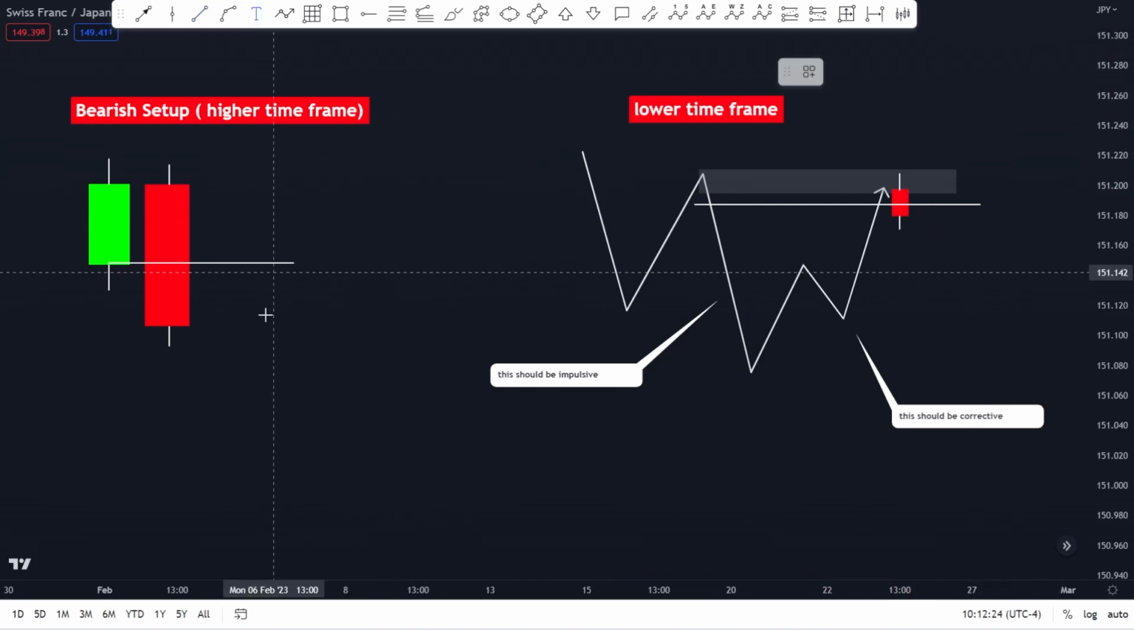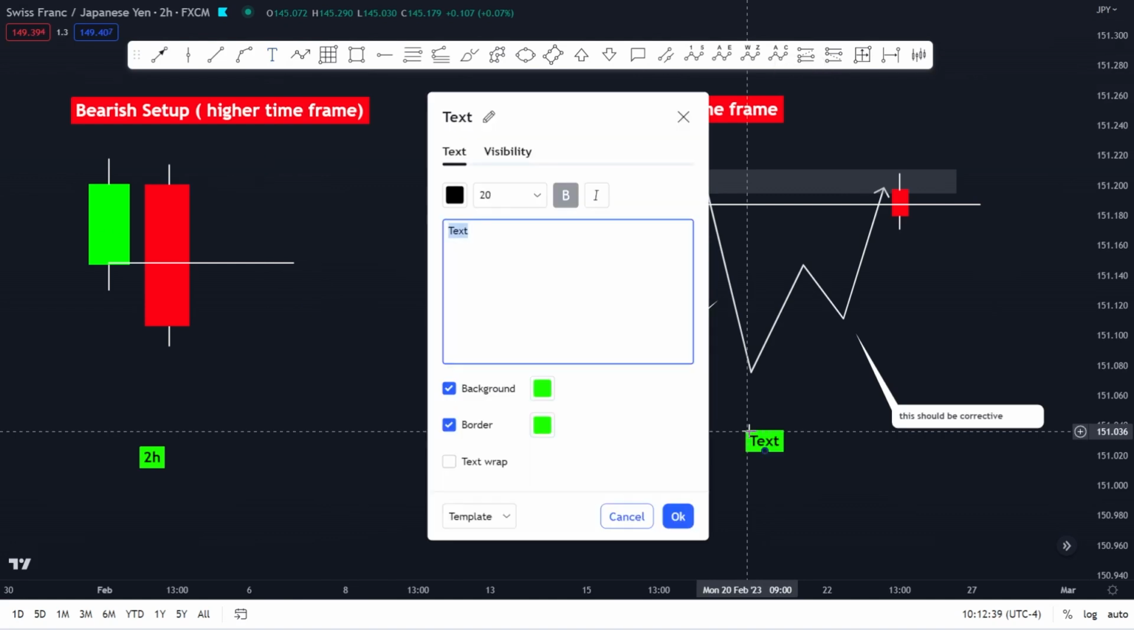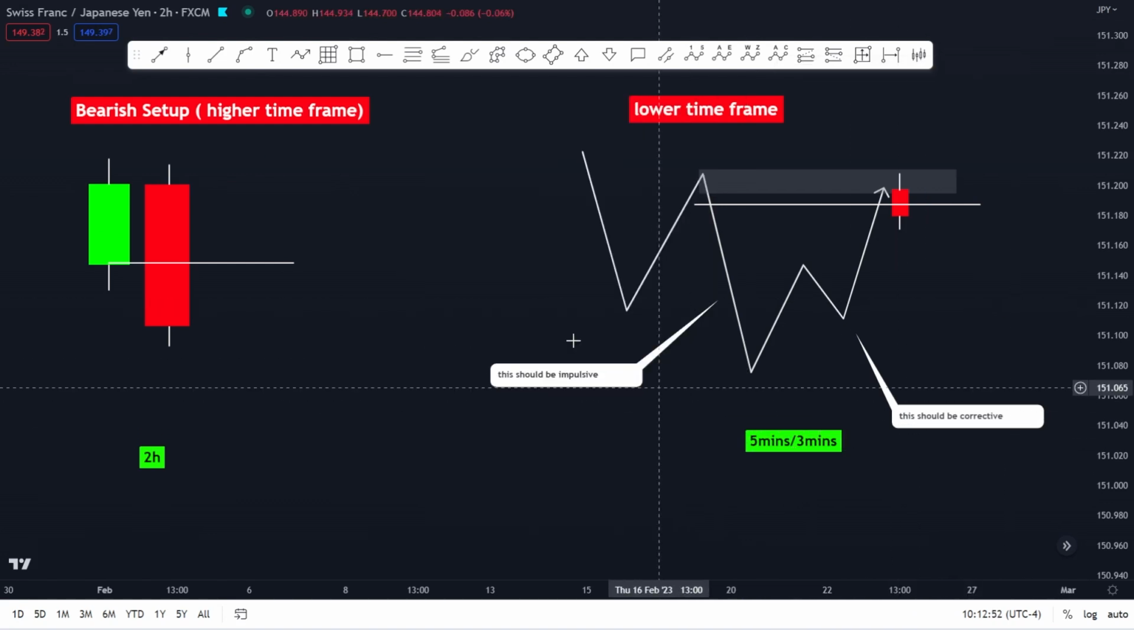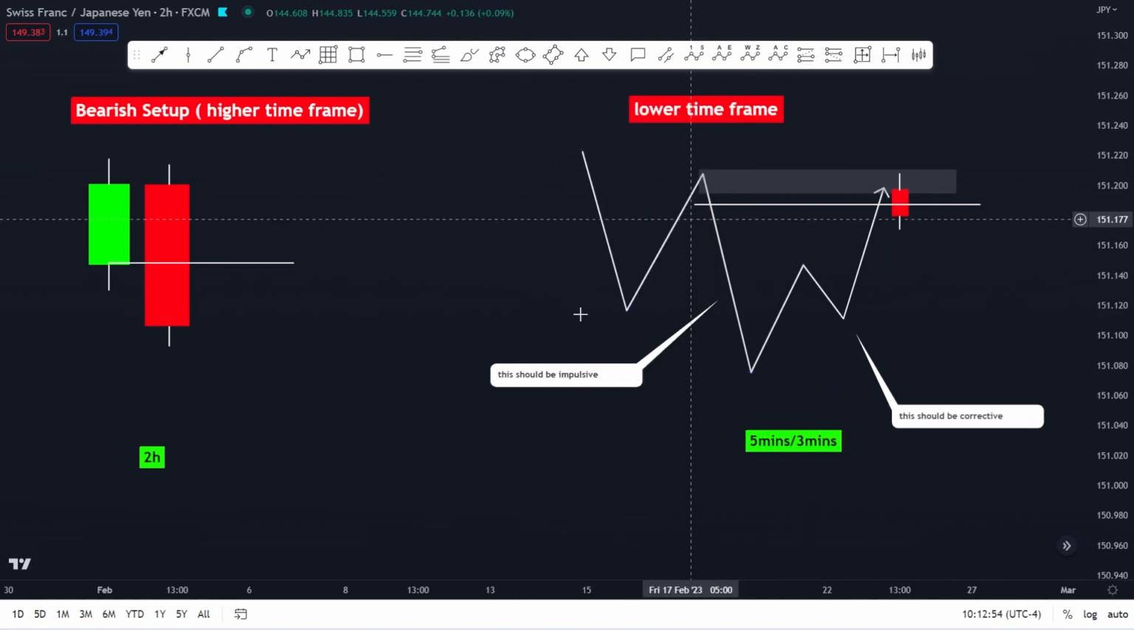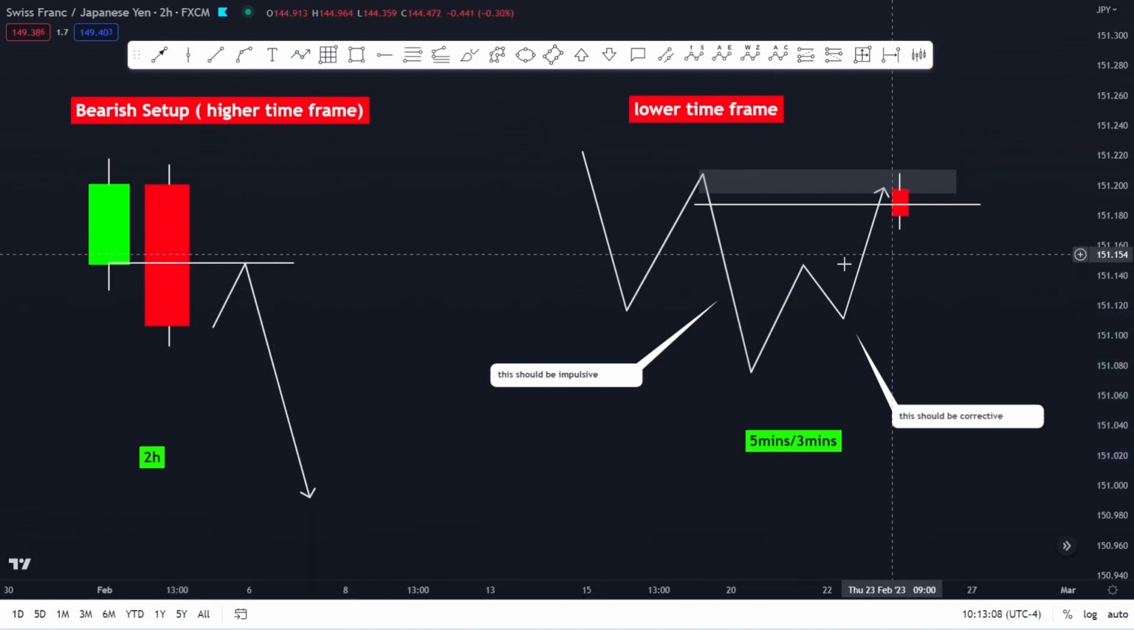Let's say right now you are on the 2 hour time frame. That means we will move on to the lower time frame, which is going to be the 5 minutes and the 3 minutes, depending on where we are going to see that setup. This is how you are going to do it from the lower time frame. On the higher time frame, just put a horizontal line on the bullish candlestick's open, and then your analysis on the higher time frame will look something like this. This is your analysis. Then in the lower time frame, you will find this kind of structure here.